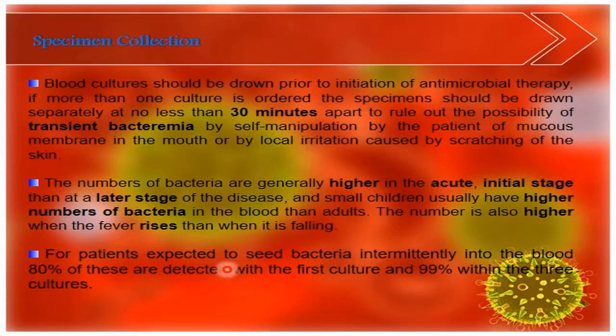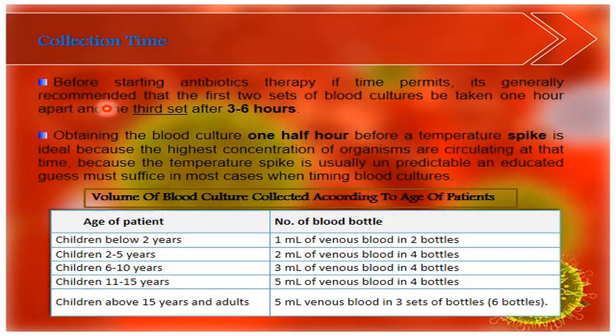For patients expected to seed bacteria intermittently into the blood, 80% of these are detected with the first culture and 99% within 3 cultures. Now, before starting antibiotic therapy, if time permits, it is generally recommended that the first 2 sets of blood culture be taken 1 hour apart and the third after 3 to 6 hours.